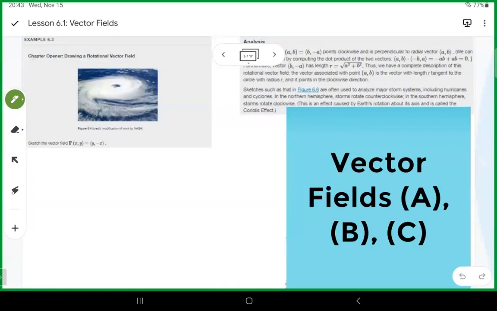So this is saying, sketch the vector field if F(x, y) equals the vector y minus x. So we want to create a table using a representative sample of points in a plane and the corresponding vectors. And then it's going to show us the vector fields.